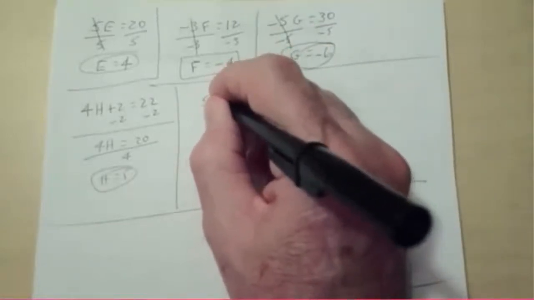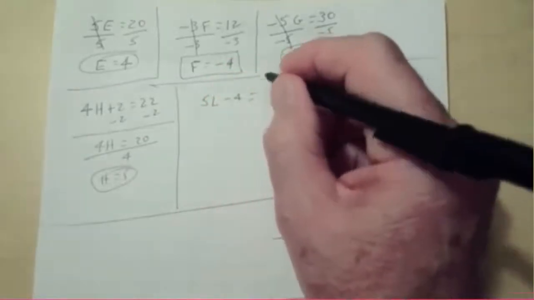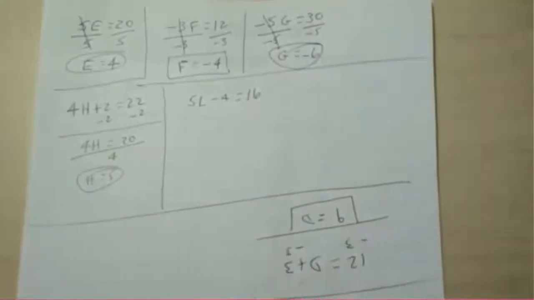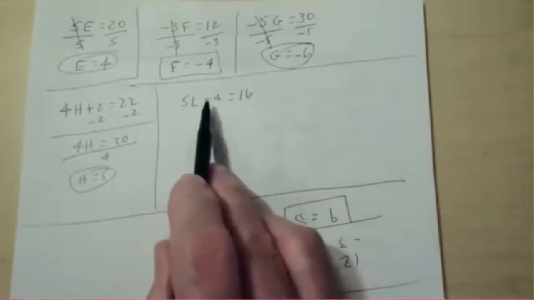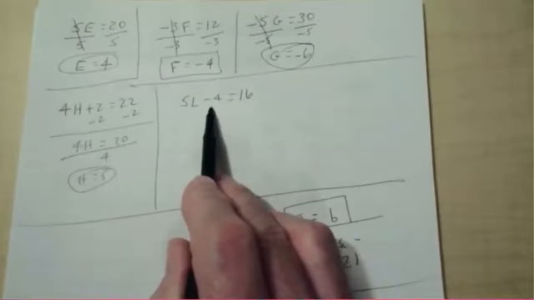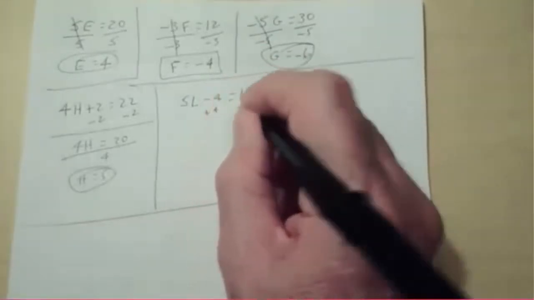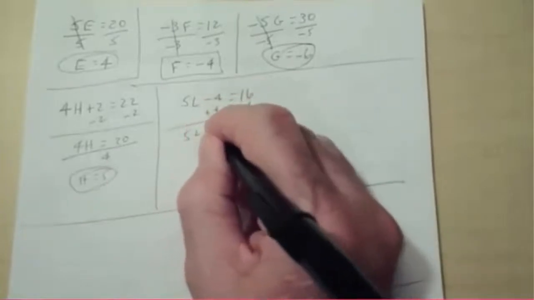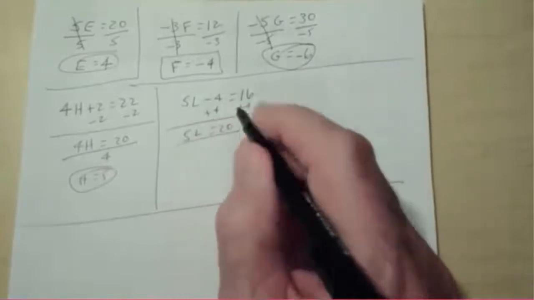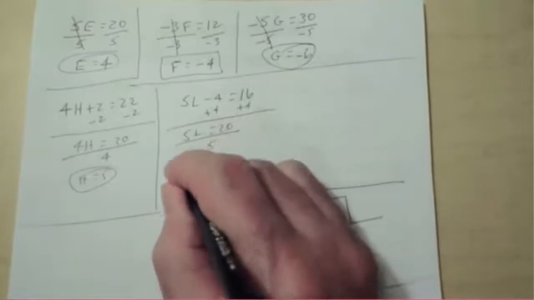5l minus 4 equals 16. Okay, we have multiplication here and subtraction here, so we're going to get rid of the addition. I'm sorry, subtraction. I'm going to get rid of that first. Add 4, 5l equals 20. Divide everything by 5. l is 4.